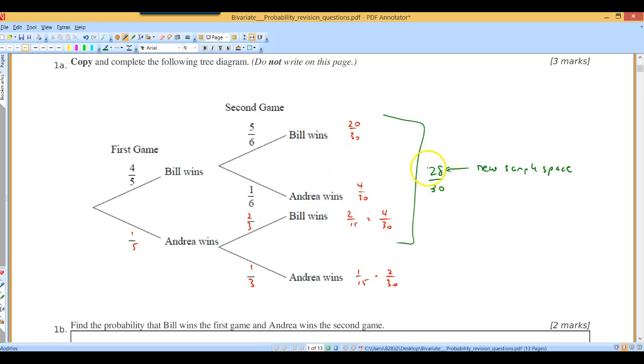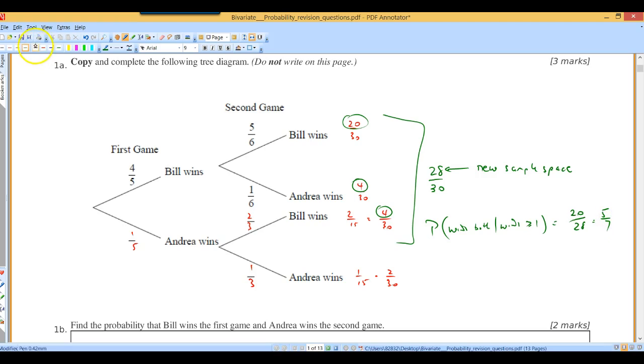Now, how many of those 28 has Bill won both? Because that's what it says. Given that he wins at least one game, what's the probability he wins both? Well, if you break it down, of that 28, there's 4 where he wins one, and 4 where he wins one, so 8 where he wins one, and there's 20 where he wins both. So the probability that he wins both, given he wins at least one, will be equal to, in my logical sort of working out, 20/28, which is 5/7.